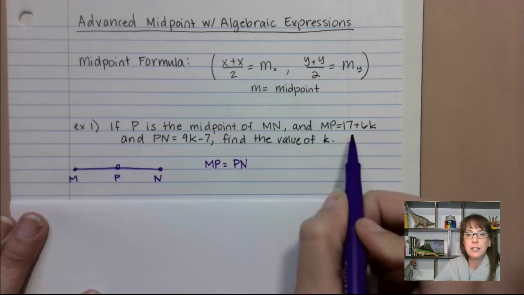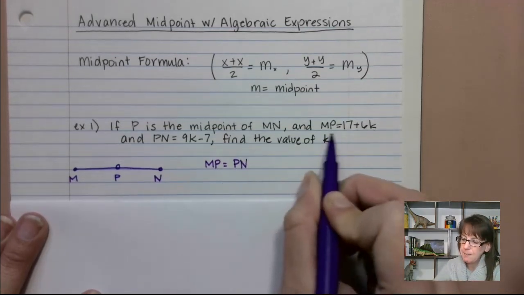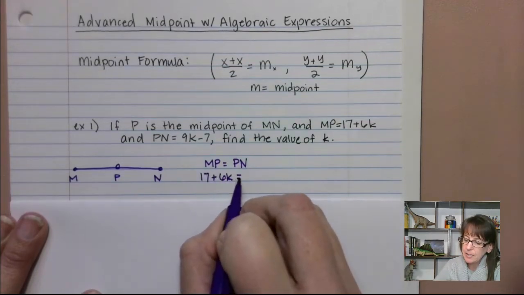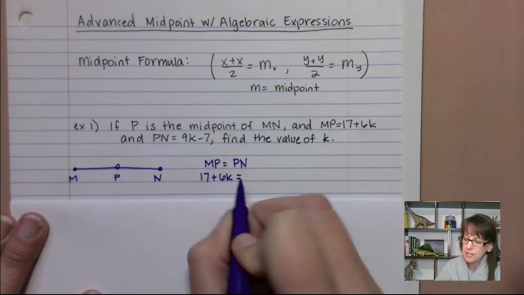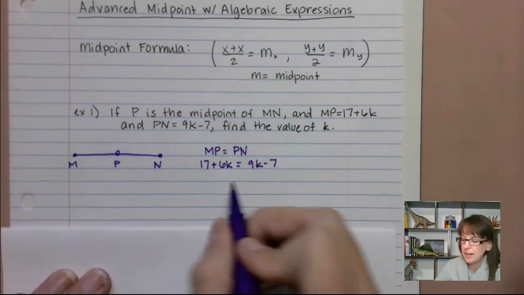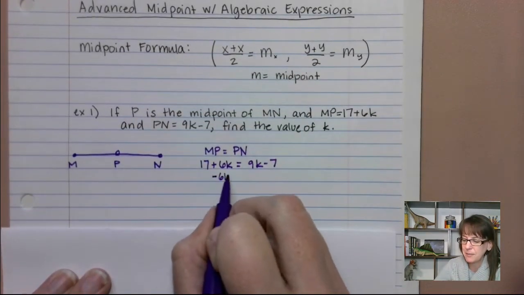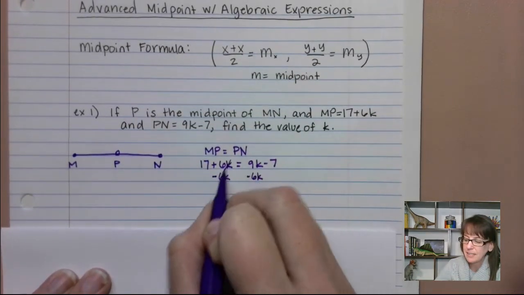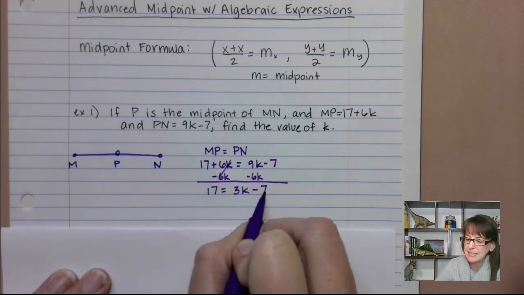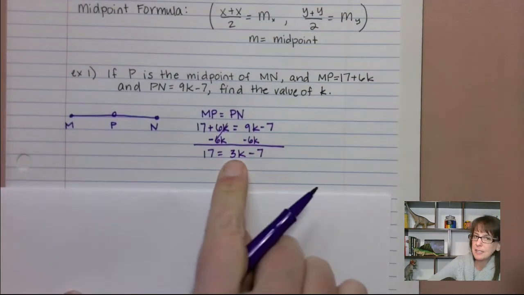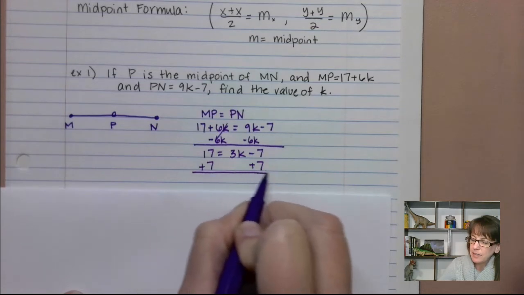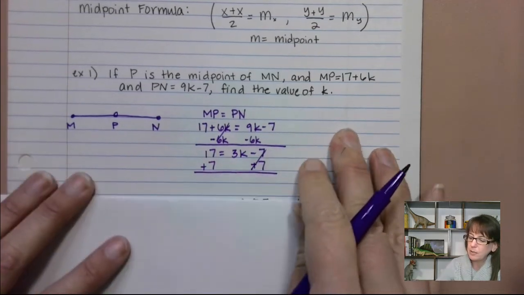So if we take a look and use some substitution here, we see that MP is 17 plus 6K equals PN, which is 9K minus 7. All right, what we're going to do is subtract 6K from both sides. So that'll give us 17 equals 3K minus 7. Now I want to get that chunk with the K by itself, so we're going to add 7 to both sides. And that will give us 24 equals 3K.